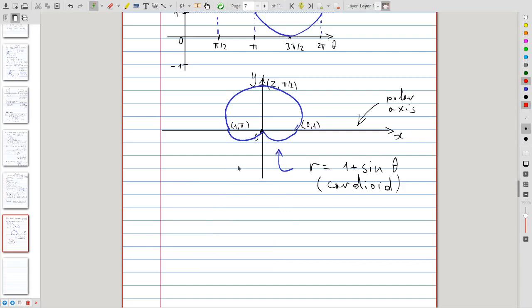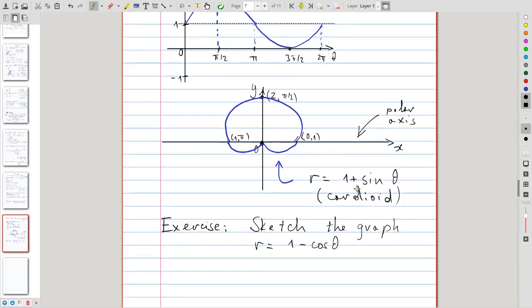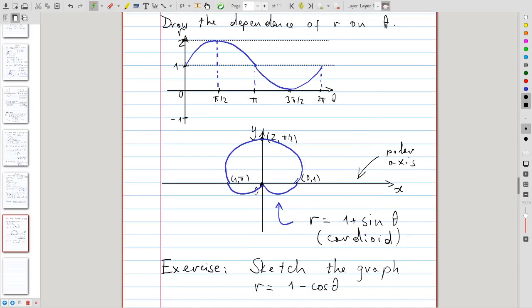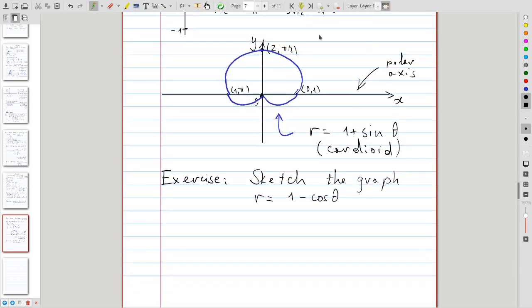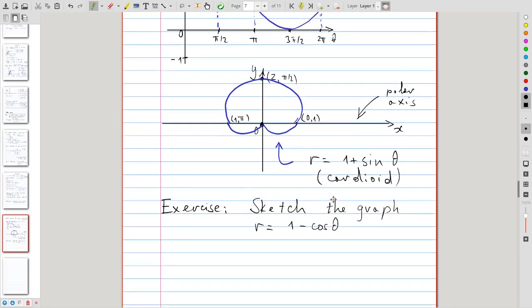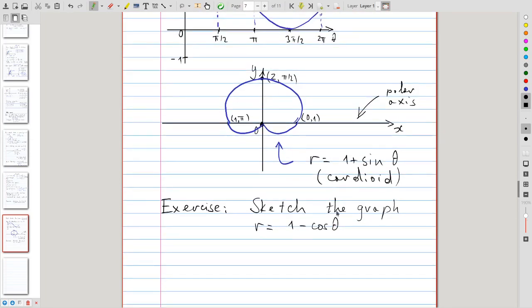Now, I will leave to you as an exercise to sketch the graph of r equals 1 minus cosine theta. You can proceed in the same way, first sketching the dependence of r on theta and then drawing in the polar plane. And you will actually obtain another cardioid, or if you want to think of it this way, the same cardioid but with a different orientation.